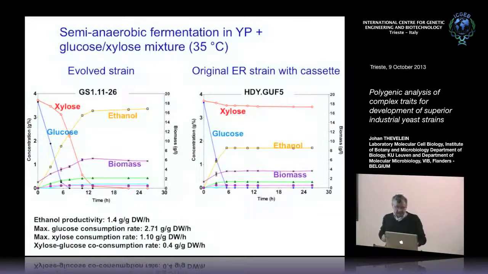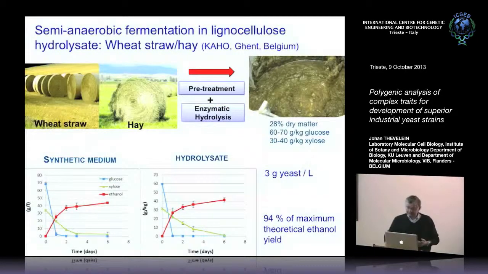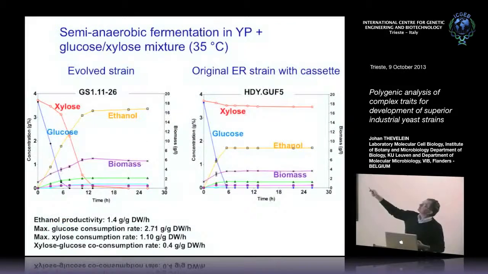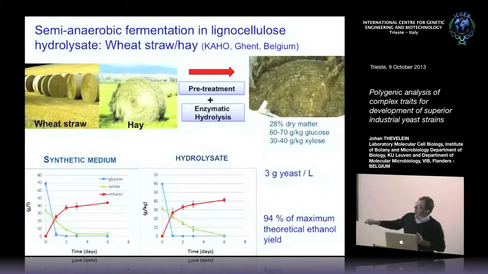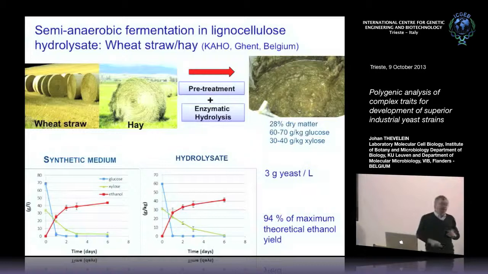Then we used the strain in real lignocellulose hydrolysates. This is a synthetic mixture of yeast extract peptone with a mixture of glucose and xylose. We use the strain in real hydrolysates. This is wheat straw and hay mixture. You can see all the data here, the amount of yeast that we have used. And you can see here the glucose and xylose fermentation in the synthetic medium, what you saw before, in the hydrolysate. It is quite similar. The xylose fermentation is a bit slower. But still, for the two sugars together, we have 94% of the maximum theoretical yield.